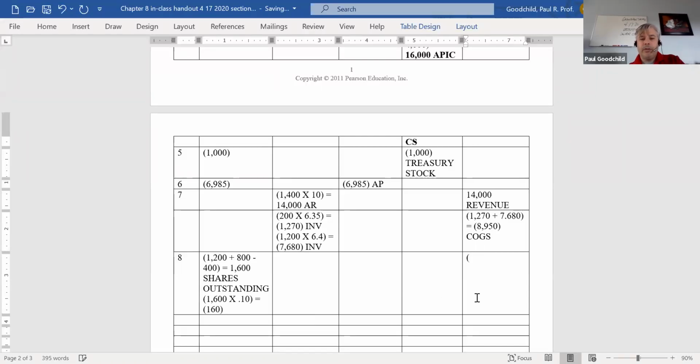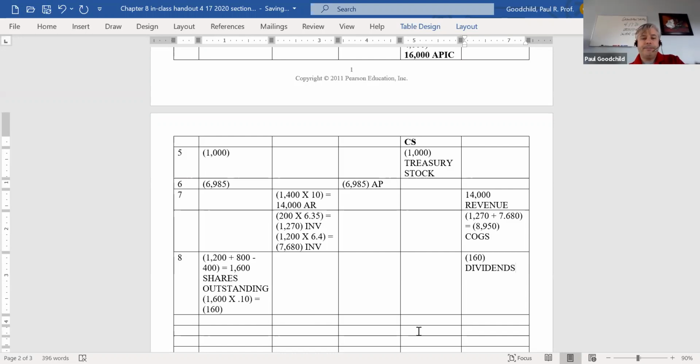and 160 in retained earnings in dividends. I'm just going to bold the entry part for these two. If you had this summed up, you'd be fine. Just illustrate it out for the video, and if anybody watches later. Or maybe not. Okay, any questions so far on 5 through 8?